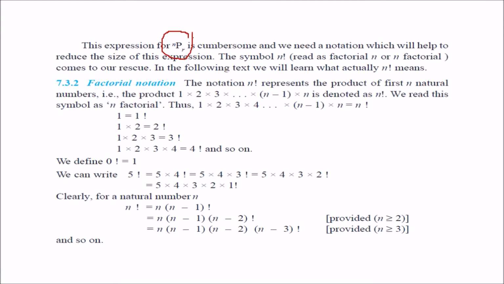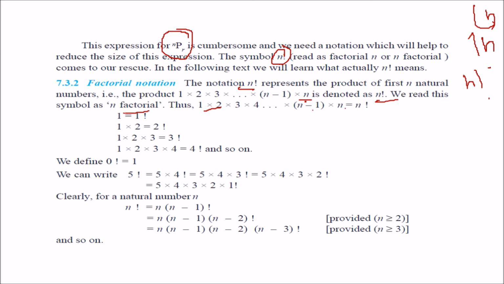The expression nPr can be cumbersome, so we'll introduce the symbol of factorial n. The notation factorial n represents the product of the first n natural numbers, that is 1 to that number. So just read this symbol n factorial like this: n factorial is n into n minus 1 down till 1.